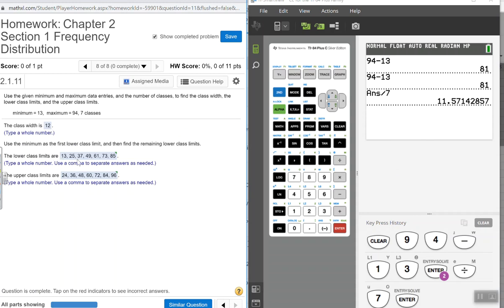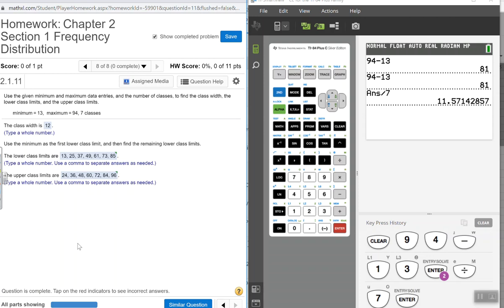So let me show you how we get the lower class limits. Our width is 12, and our lowest value is 13. So our next lower class limit for the next class is going to start at whatever 13 plus 12 is, which is 25. And then if we add 12 on to 25, we're at 37. And if we add 12 on to 37, we're at 49, and so on.